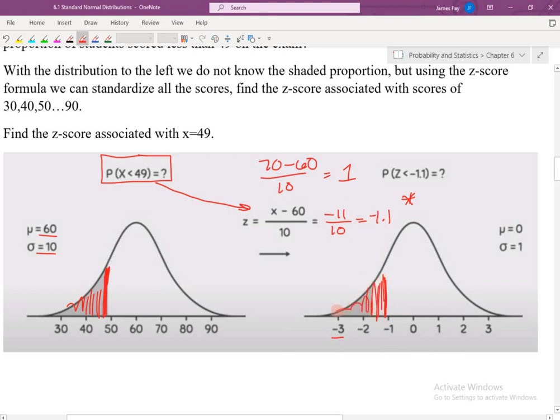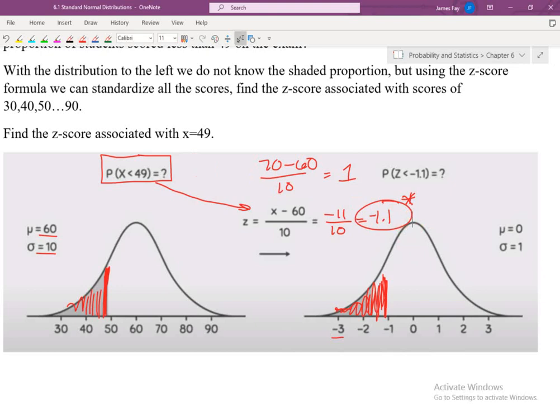So now I find negative 1.1, and the way I've got this shaded should actually be more like this, okay? So now if I can find that area, that will tell me the probability that somebody scored less than a 49. But I standardize that 49 to negative 1.1. Does that make sense? Okay, so let's kind of talk about this.